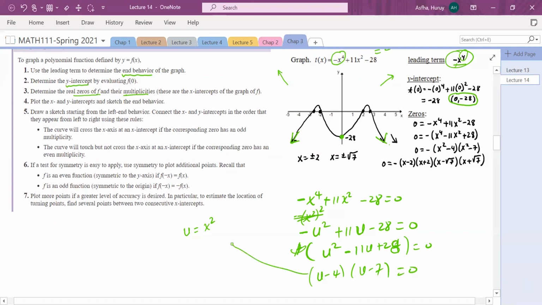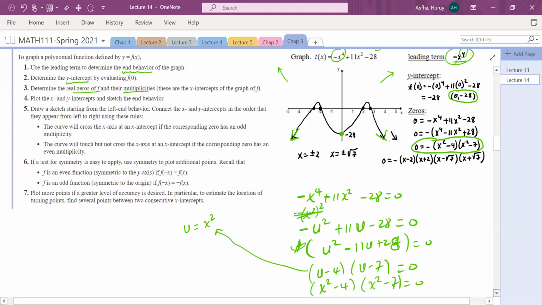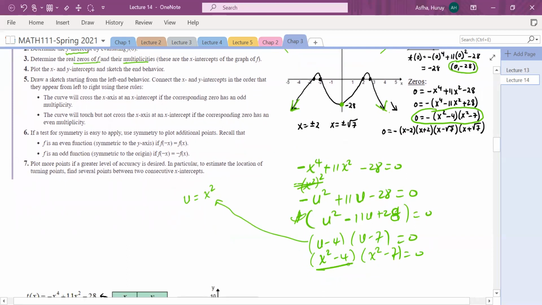Now I go back and replace u by x squared. Okay, if you replace this, we have x squared minus 4 and x squared minus 7 equals 0. And then each of these can be factorized further. So this is x minus 2 and x plus 2, because this is the product of x minus 2 and x plus 2. And this one similarly is the product of x minus root 7 and x plus root 7.